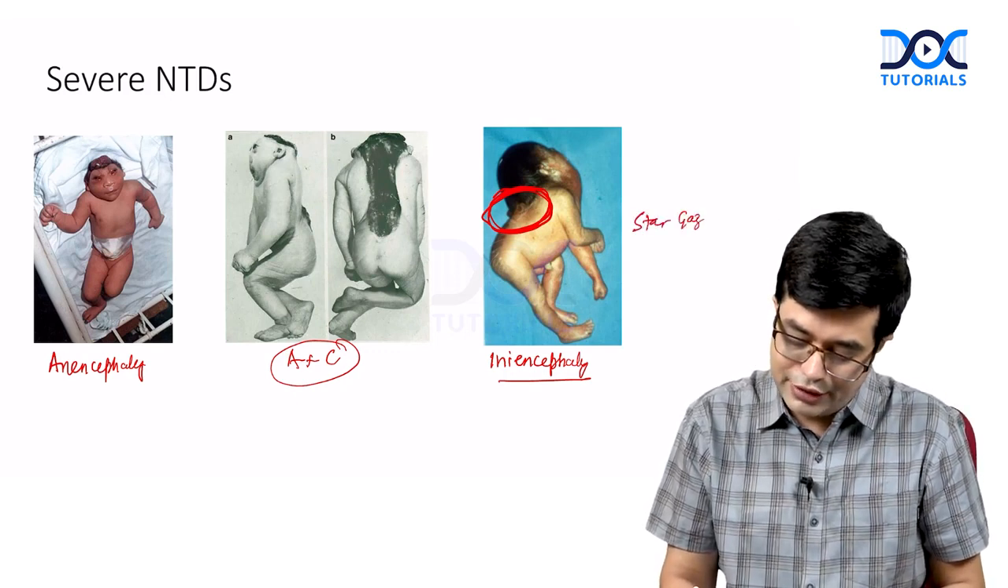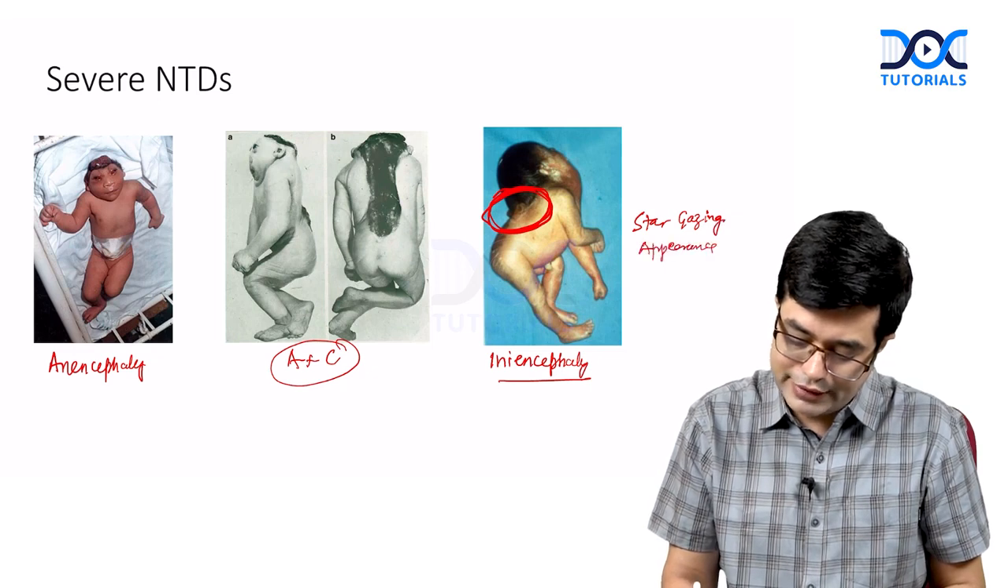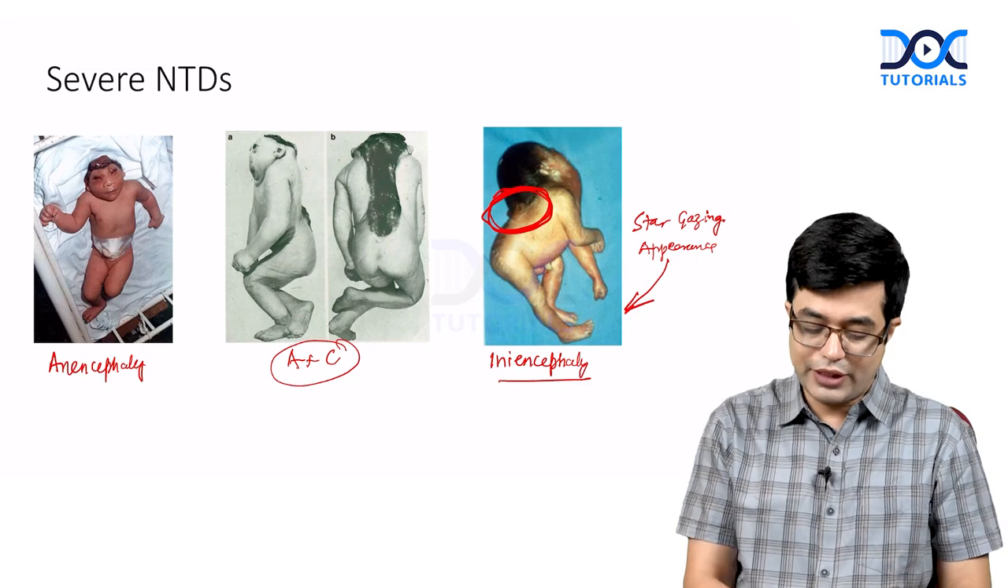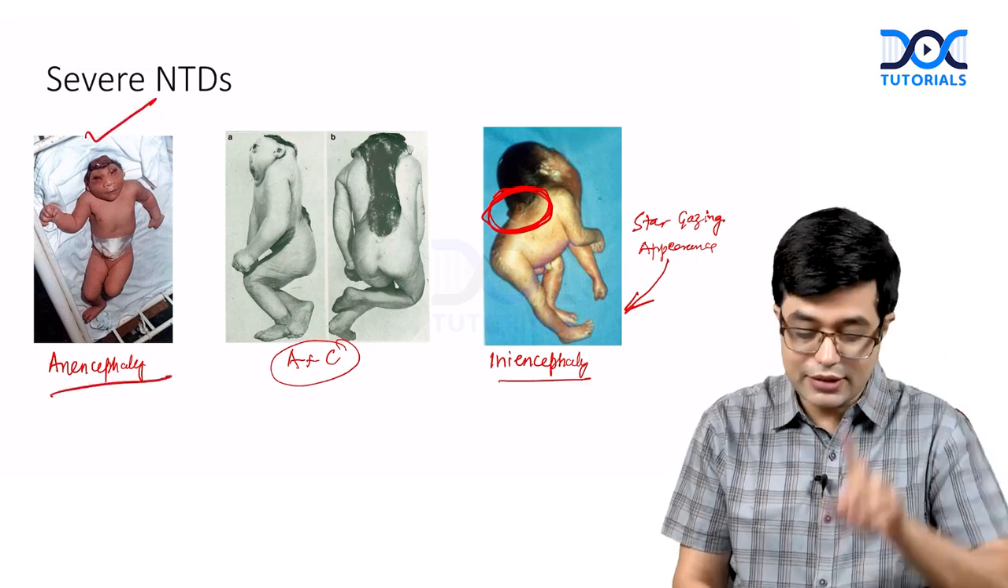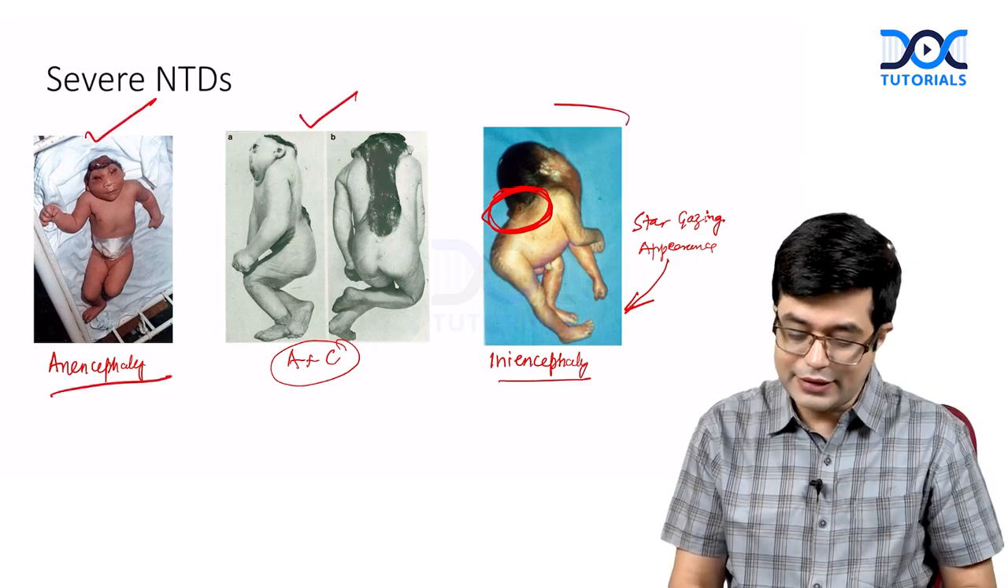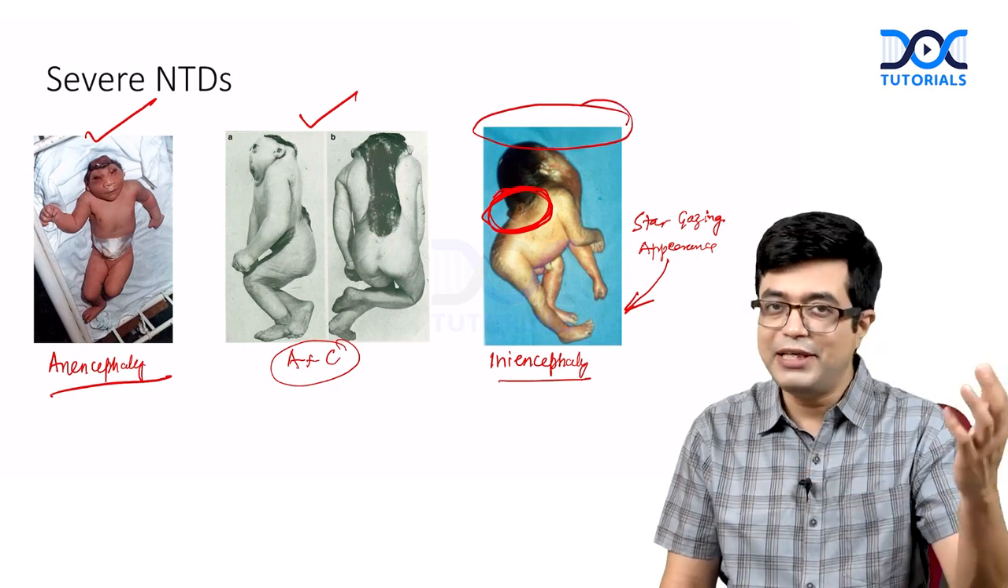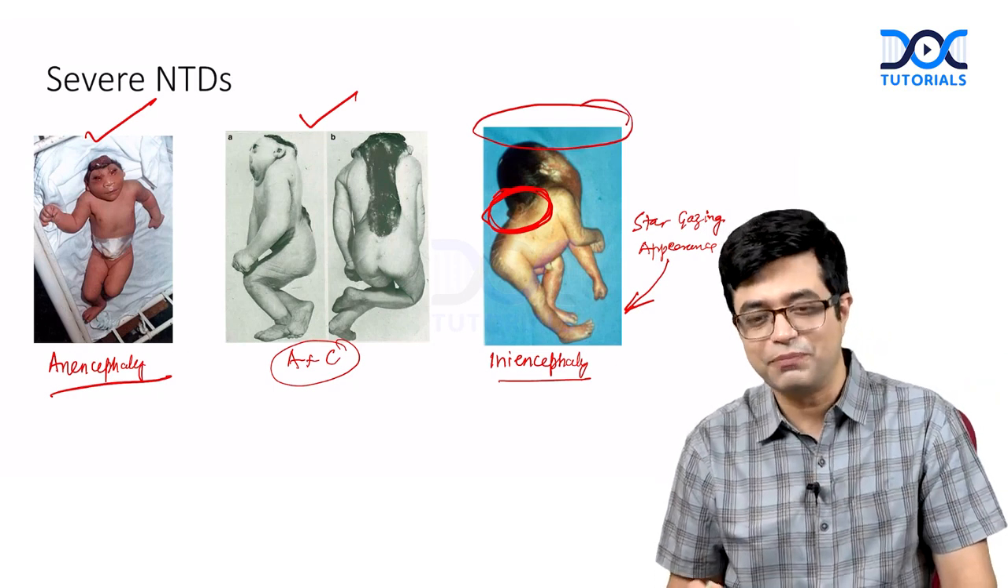All the 3 are severe neural tube defects. Most of them are not compatible with life. So star-gazing appearance in iniencephaly. So you can get a question on this. This image has been asked. This image has been asked. This image not asked so far. Maybe it would be a fresh question for you in the future.